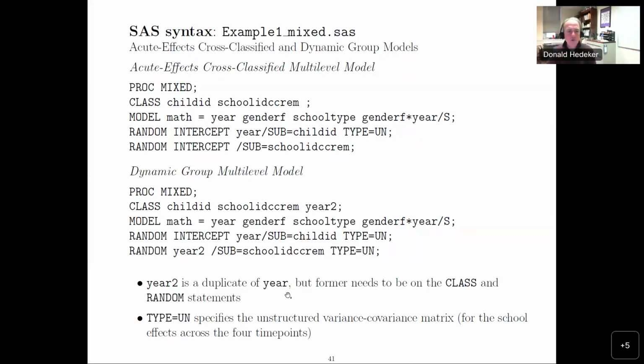So here, year 2 is a duplicate. It needs to be in a class statement because it's here on the random statement to form this dynamic group multi-level model. And here, type equals unstructured. Again, what that's going to do is to say, well, what's the clustering effect at kindergarten? What's the clustering effect at first grade, third grade, fifth grade? Those will all be different, as will be the covariances between those.